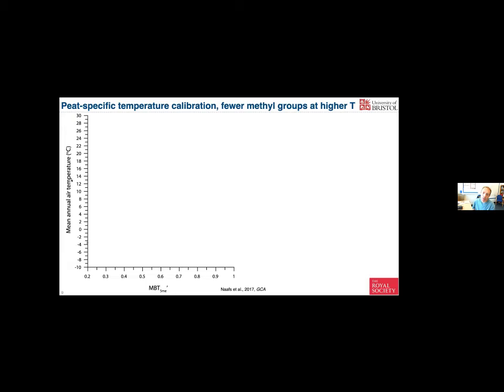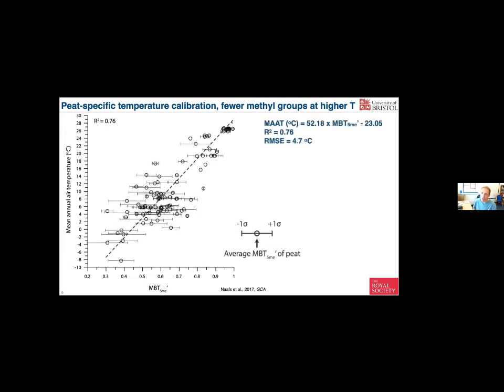And here we have temperature on the y-axis. And when we look then at the distribution of MBT in peatlands, we can again see this linear correlation between the degree of methylation and temperature. Now, there's still a bit of scatter. For example, the error bar here is around 4.5 degrees, so that's relatively large.